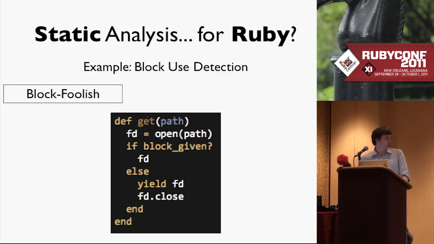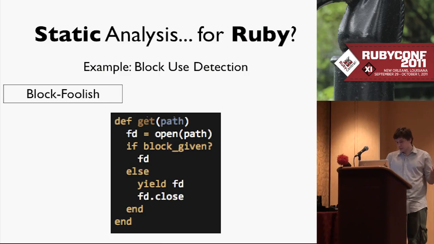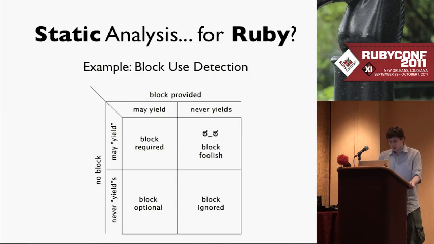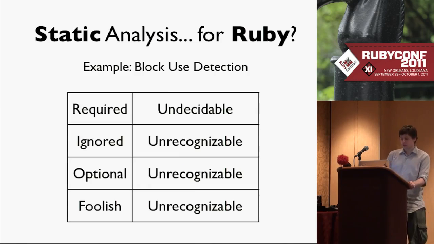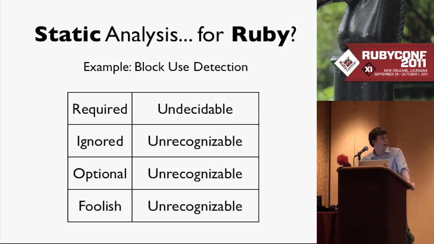And this is a block foolish one, which is just the inverse. And this seems incredibly foolish, but that's why I call it that. But you'll notice the only difference is that we screwed up the order of the guard on a block optional method. So these are all very hard problems. Determining if a method is block required is equivalent to the halting problem, and all the other ones are even harder. But the truth is, they are.